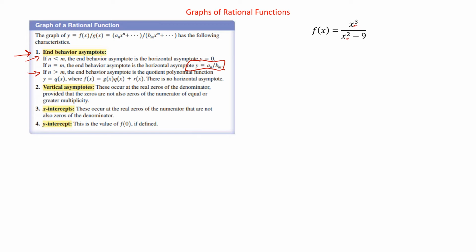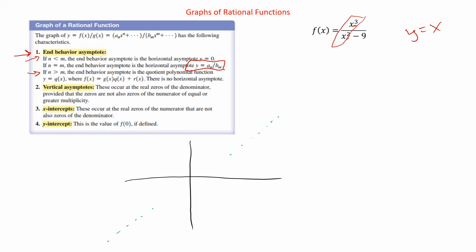When that degree is bigger, we can actually just look at those first terms and simplify, because as x is going to infinity, this minus 9 isn't going to do anything. It gets less and less significant. So basically, when x goes to infinity, we're looking at x cubed over x squared, which is y equals x. That's our slant asymptote. As x is getting really, really big, it's going to look like y equals x.